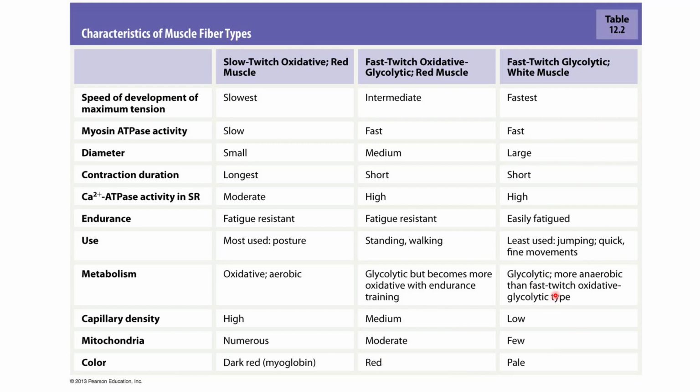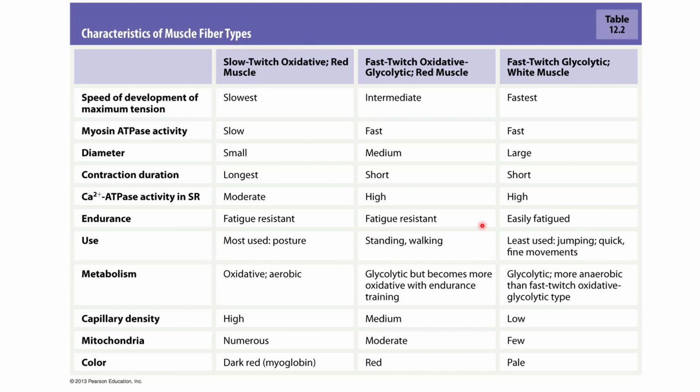And then the last ones is going to be our fast twitch glycolytic white muscle, okay, in which the color of it is really pale. There's not a lot of mitochondria in there. There's not a lot of blood flow because it's not relying on oxygen. It's entirely glycolytic. So our fast twitch oxidative glycolytic, it's glycolytic too, but when we do endurance training, it'll switch over to oxidative. And we use these things for things like really quick movements, jumping, sprinting, those types of things. The fast movements is what we do.